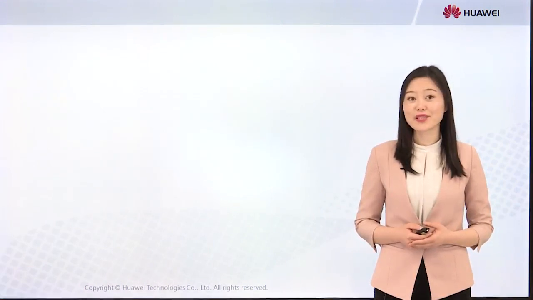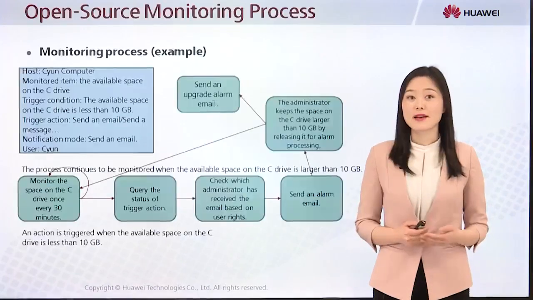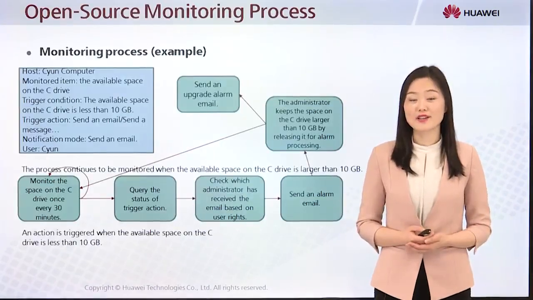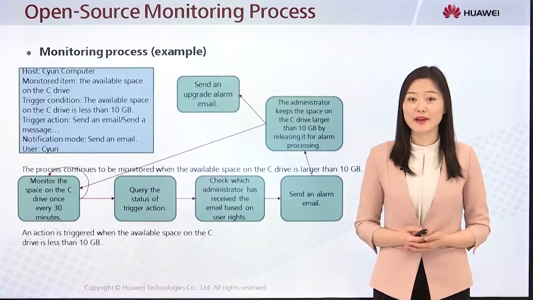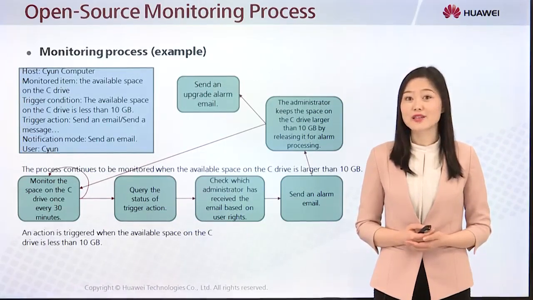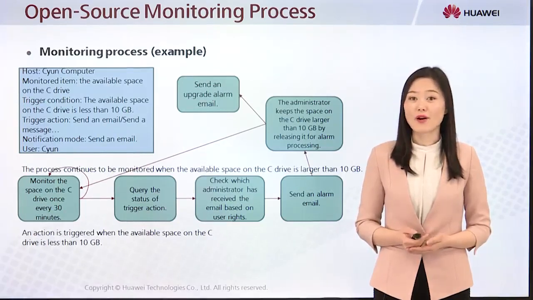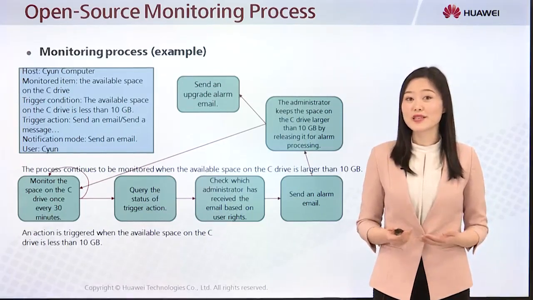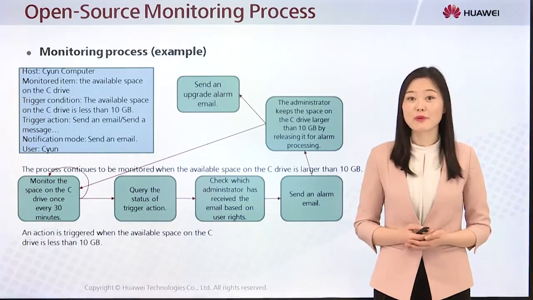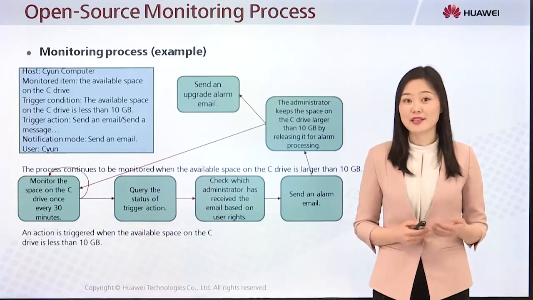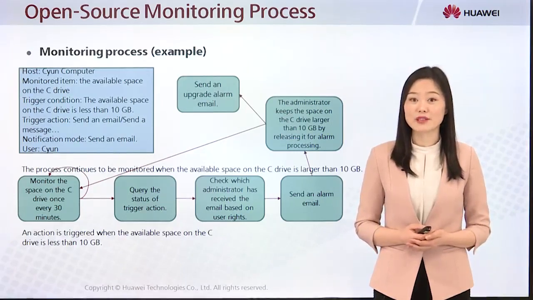This section we are going to discuss open source monitoring software and its selection. At the beginning, let's take a look at an open source monitoring process. First, we need to determine a monitored object, such as a host, server, switch, router, printer or terminal. And then we set a monitored item for such a monitored object. Set an alarm threshold for the monitored item, and provide an alarm mechanism for this alarm threshold.